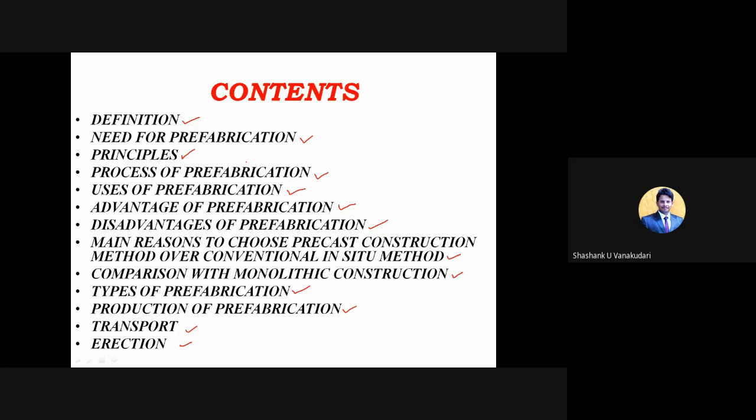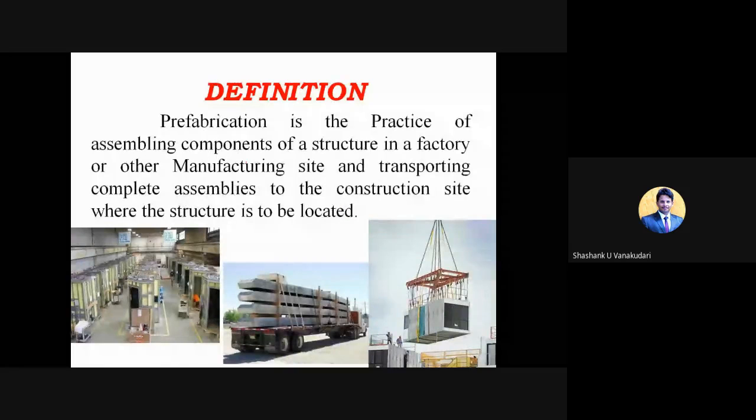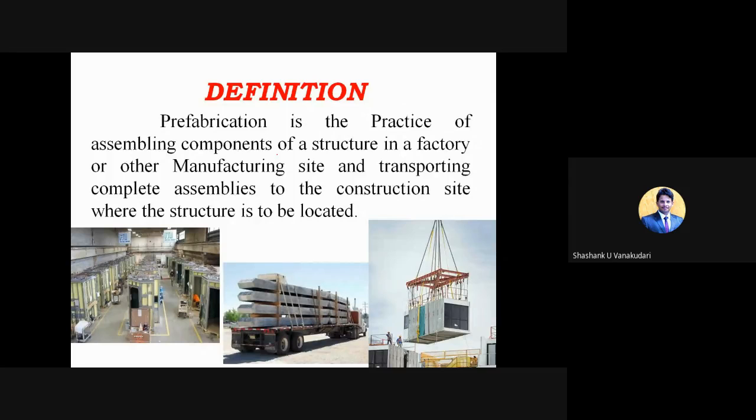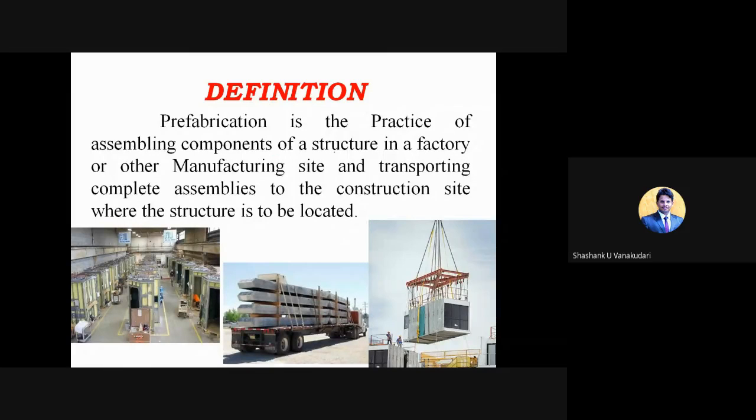Okay, so we'll start with the definition part. Prefabrication is defined as the practice of assembling the components of a structure in a factory or manufacturing site and then transporting complete assemblies to the construction site where the structure is to be located. It's nothing but whatever the structural elements are in a particular building, or in any construction works, those structural members are constructed in this manufacturing site. You can see in this image, all those structural elements are going to be manufactured in this manufacturing site, or we can even call it a factory.